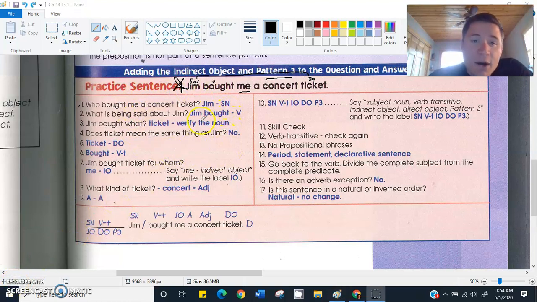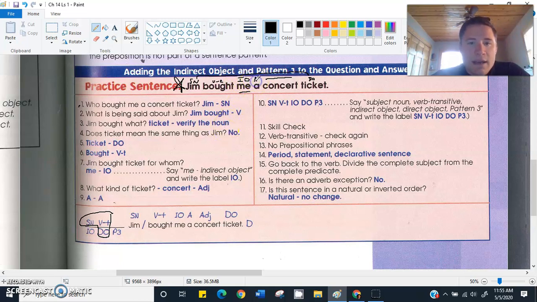And if I have a DO, I have to remember to go back and change this to a VT, verb transitive, right? So now we know the beginnings of our sentence pattern. We know we have an SN, VT, DO. But we don't want to write the sentence pattern yet because we're not done. Now we ask the new question. Jim bought ticket to whom, for whom, to what, or for what? Can we answer that? Yes, me, and it's not in a prepositional phrase, so I can use it as my new indirect object because they can be nouns or pronouns.